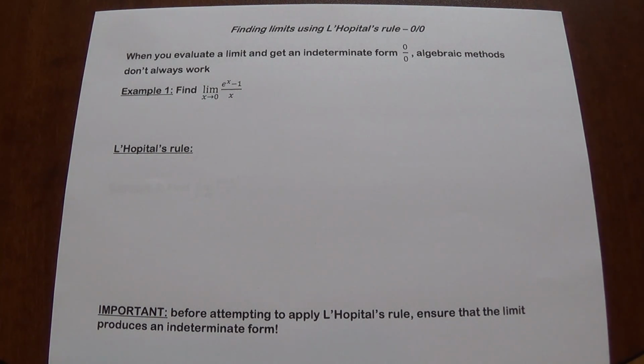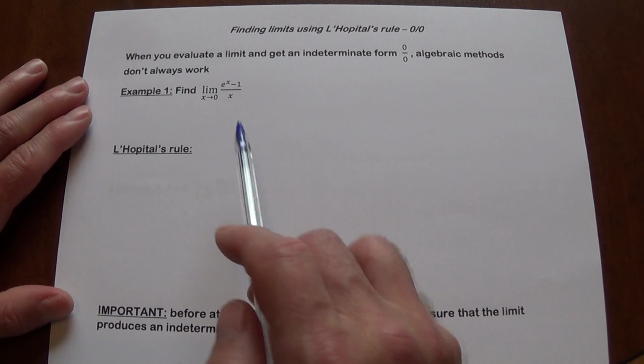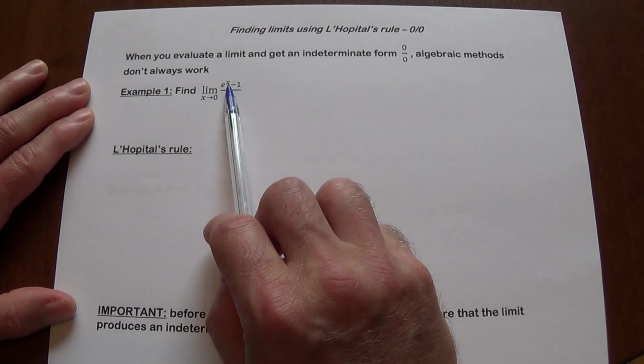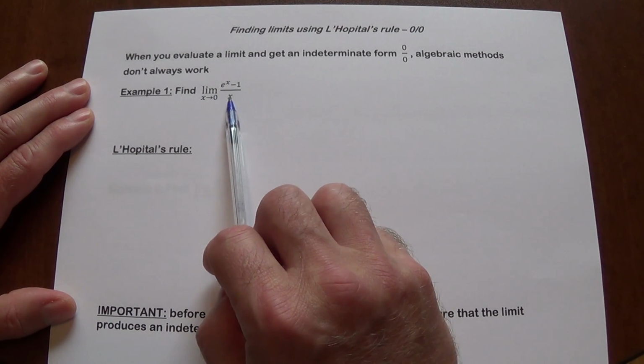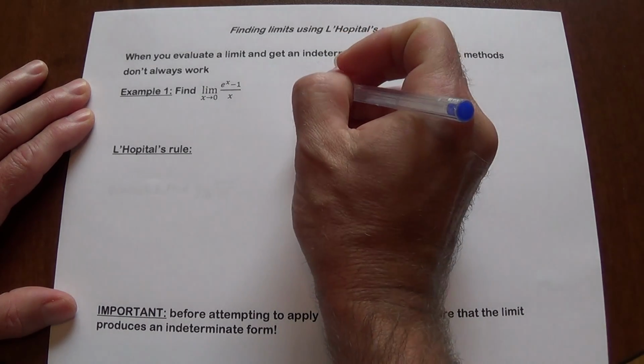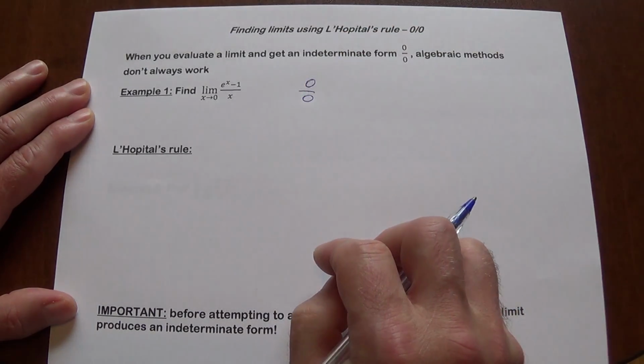But what happens is when you get an indeterminate form, you may not get a situation when you can use algebraic methods like rationalizing or dividing out, and you're going to have to use other things. So if you look at this example, if you put 0 in for x here, you're going to have 0 divided by 0, right? And this is what we consider to be an indeterminate form.